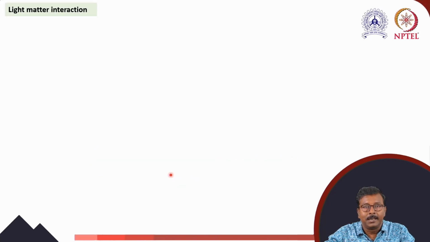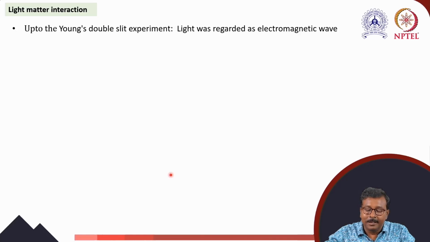Say, light matter interaction. Until 1905, people were believing that light is a wave, an electromagnetic wave. And Young's double slit experiment, which is a very famous experiment, was clearly explained with the help of the concept that light is an electromagnetic wave.